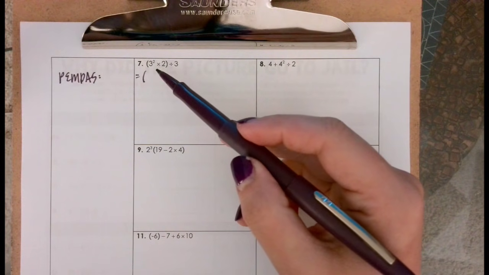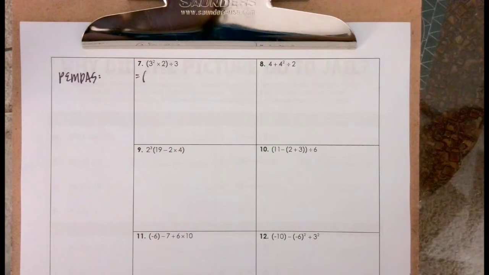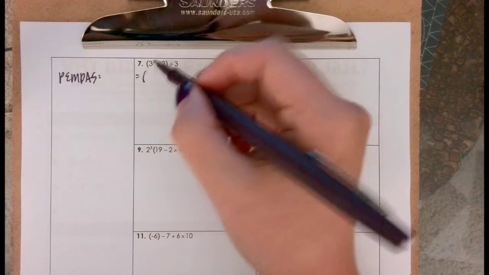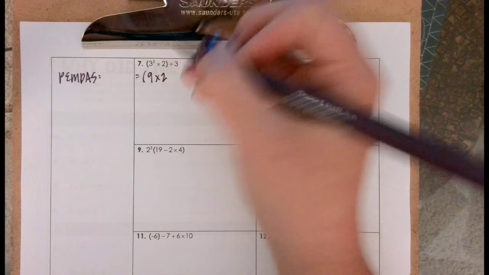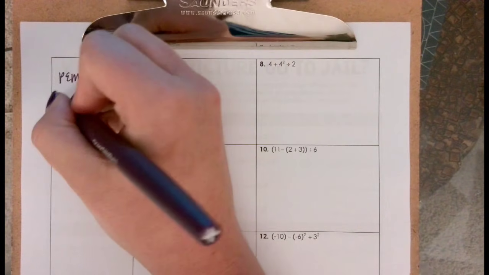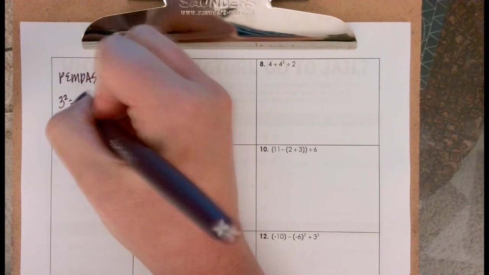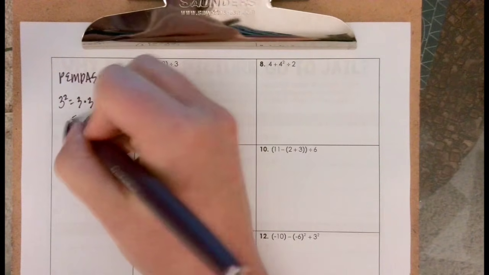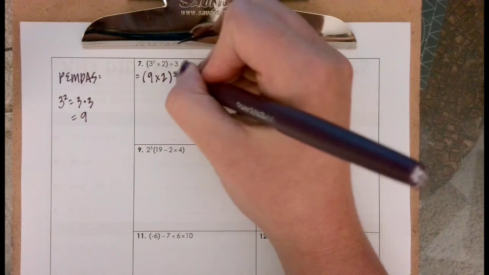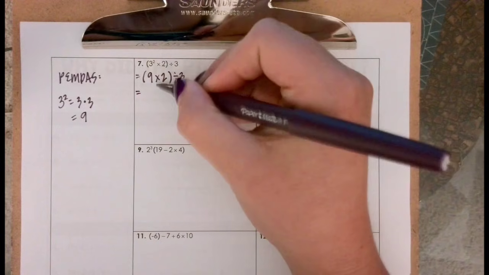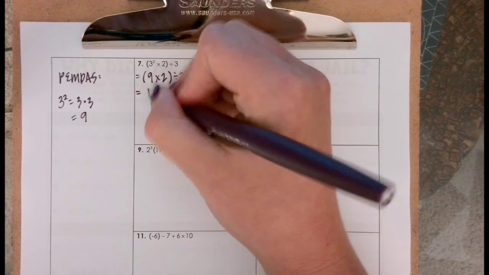an exponent. So 3, we're going to need to deal with that. So 3 squared is 9. Times 2. Now just a refresher, remember that 3 squared really means 3 times 3. And 3 times 3 is 9. Divided by 3. Now I can deal with this. So 9 times 2 is 18. That gets rid of my parentheses, divided by 3.